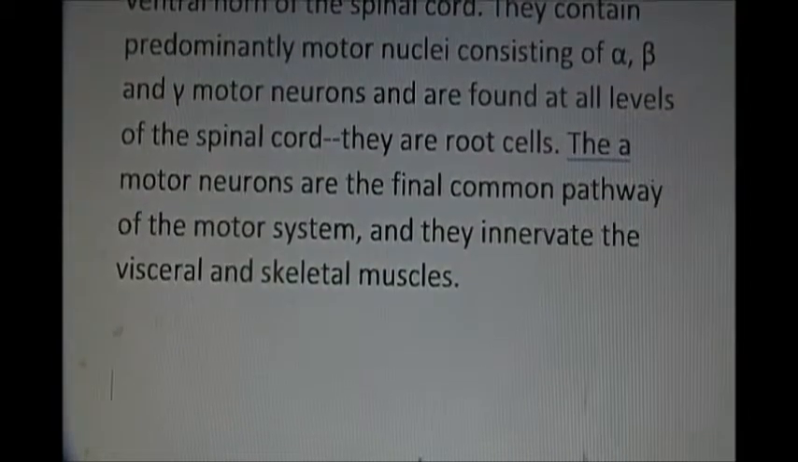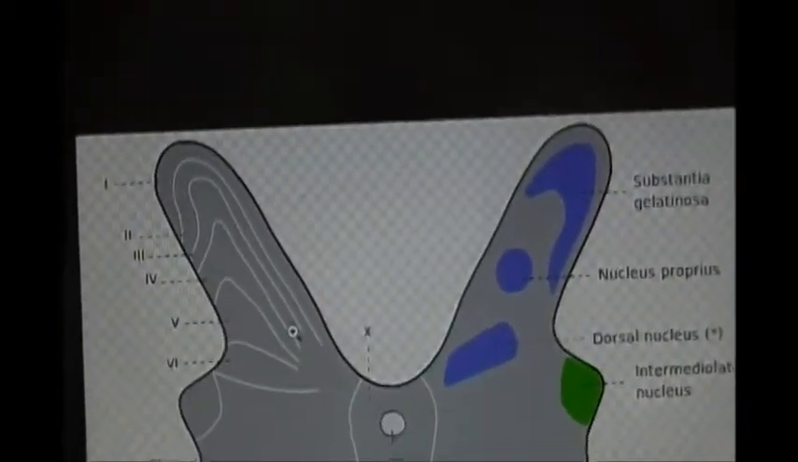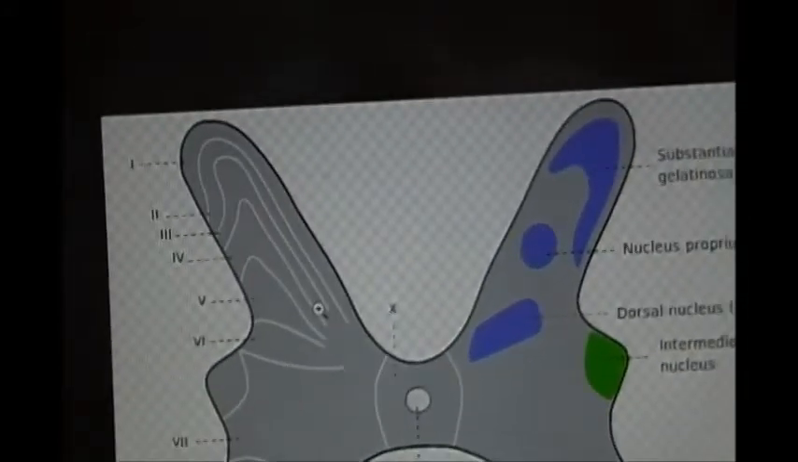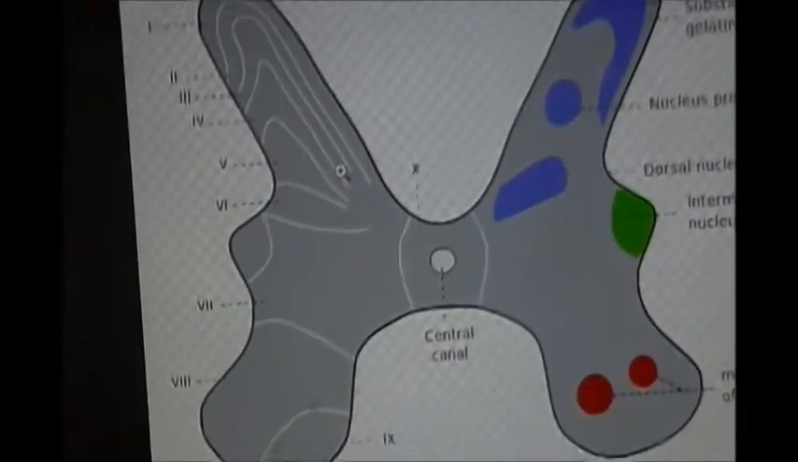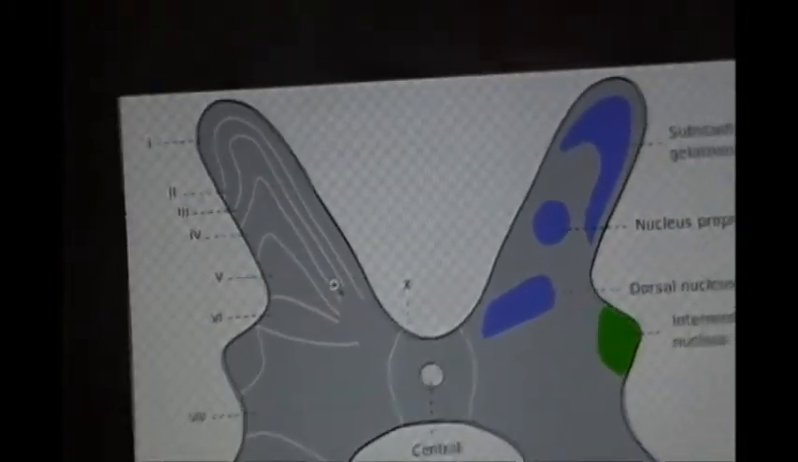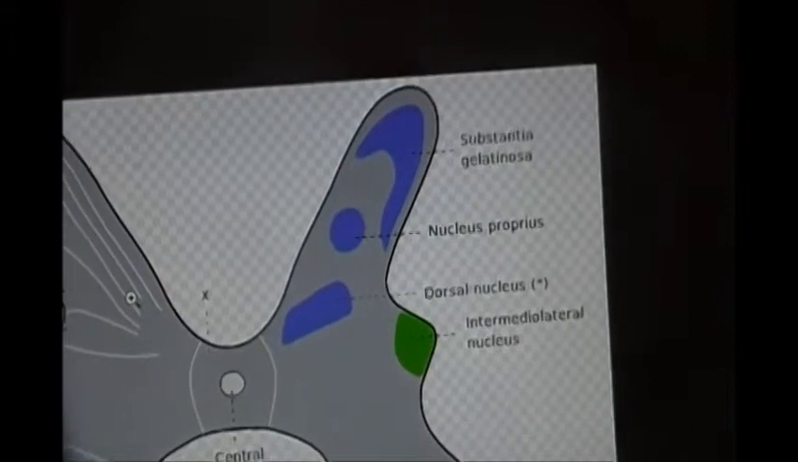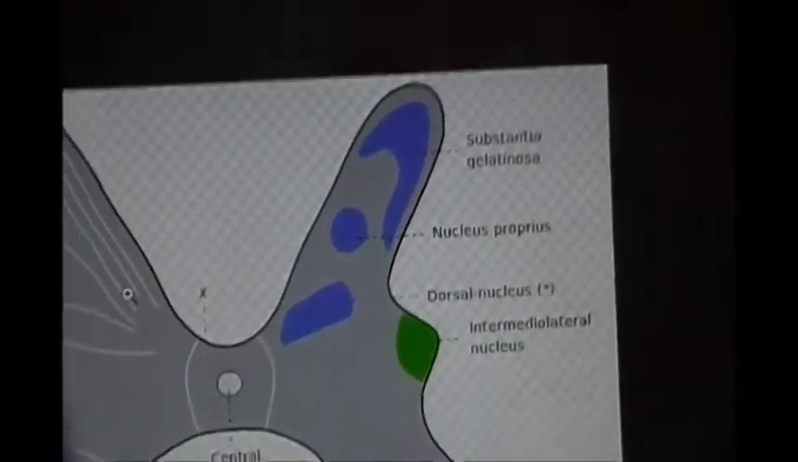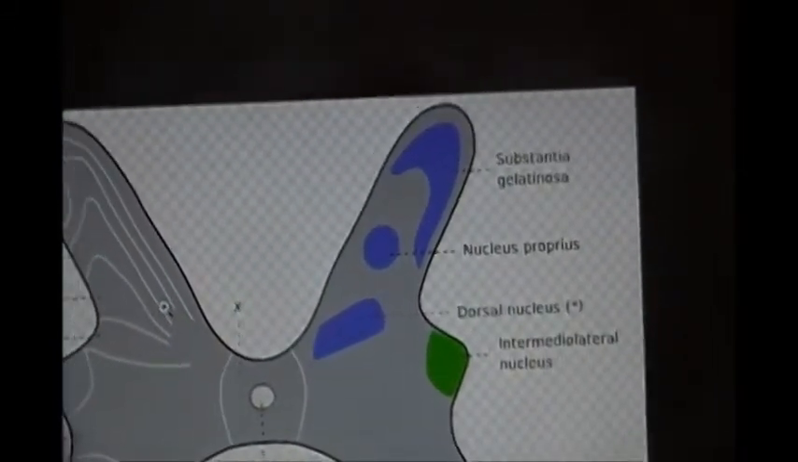The interior structure of the spinal cord. The laminae of the gray matter. The Rexed laminae. The gray matter has 10 different laminae, laminae 1 to laminae 10, and there are 4 important structures in that: the substantia gelatinosa, the nucleus proprius, the dorsal nucleus of Clark, and the intermediate lateral nucleus.